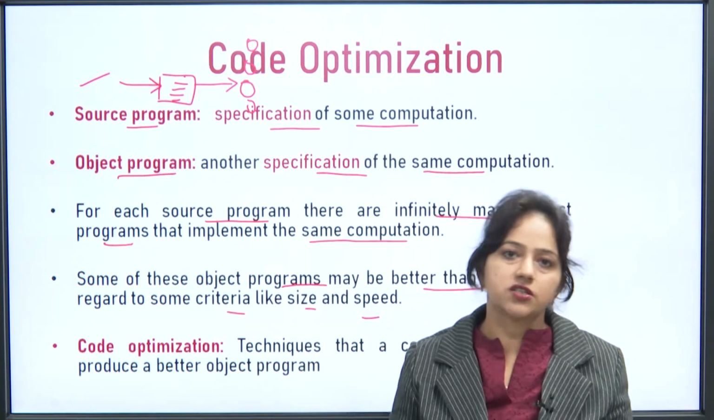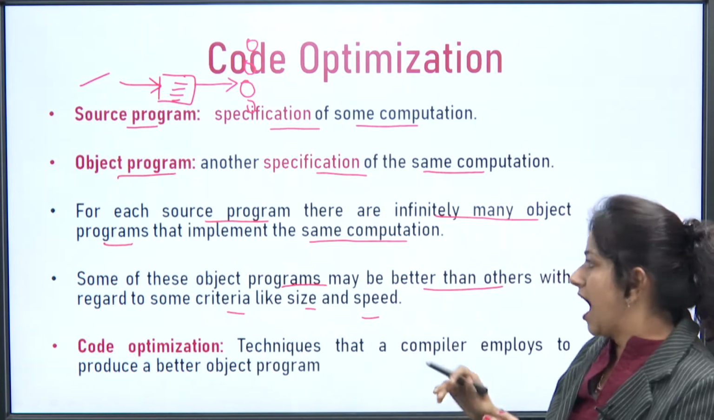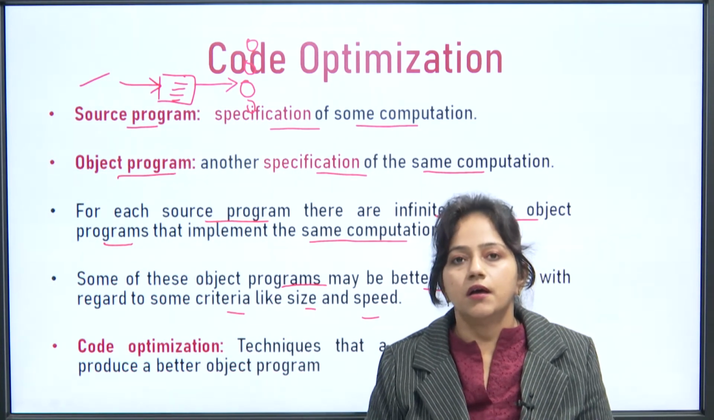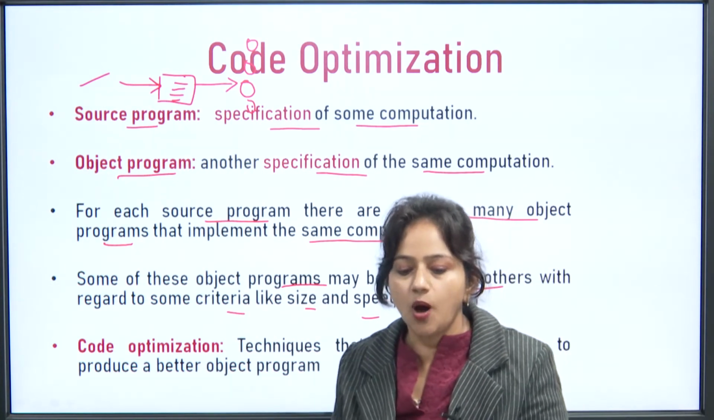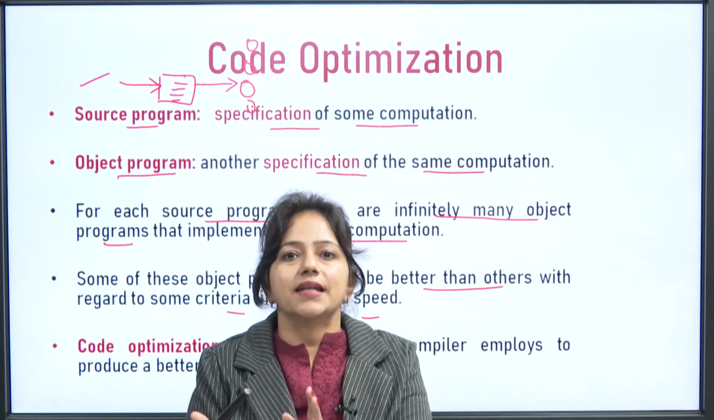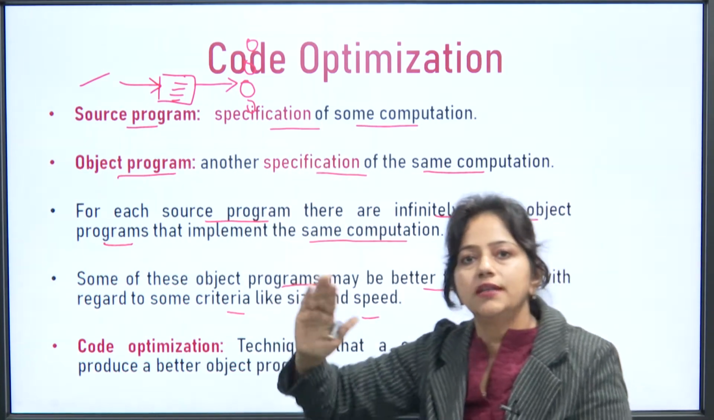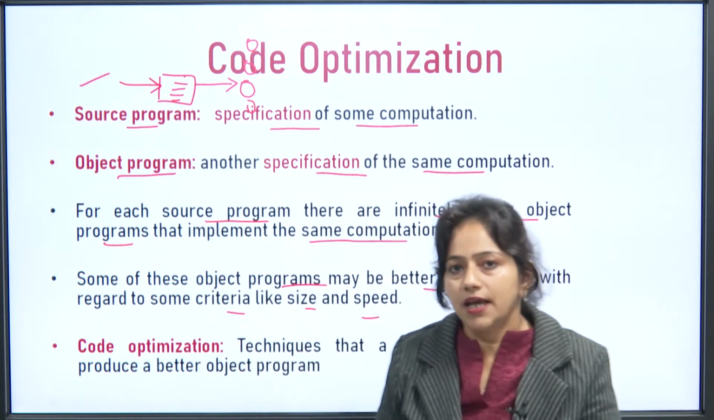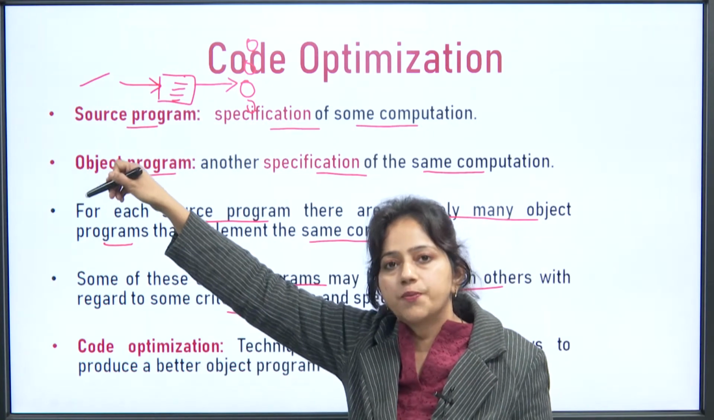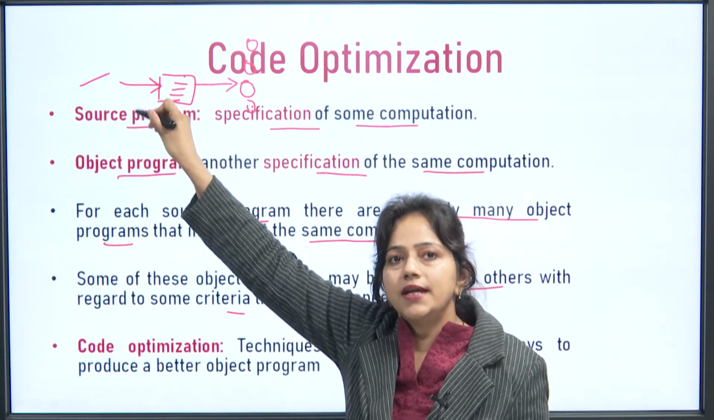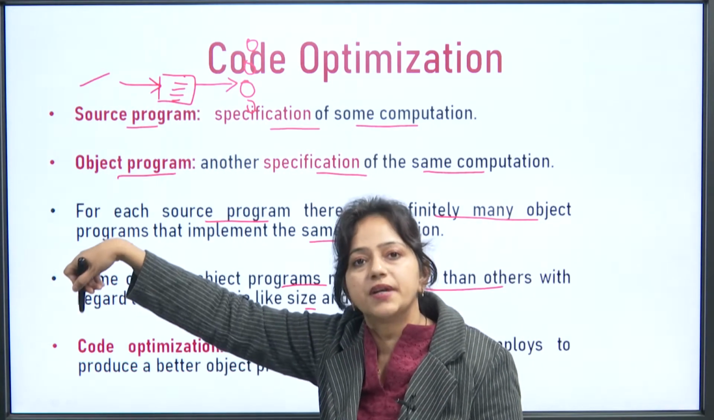Now, how do we distinguish them? We distinguish them based on how they are performing, how much time is required or how much space is required by the object program. So, some of them can be considered better. Theoretically, it is impossible to generate the best object code for every source program, because the user may write any source program.